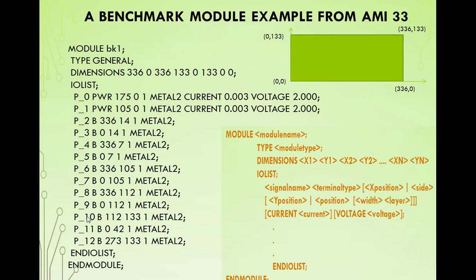Let us take another example, like P underscore 10. It is of type bidirectional. That means it can act as input as well as output. And what are the dimensions for it? The x dimension is 112, while the y dimension is 133. That means the P underscore 10 connection should lie somewhere here. Lastly, we end the IO list by using the keyword END IO list, and we end the definition for this BK1 module using the keyword END module.